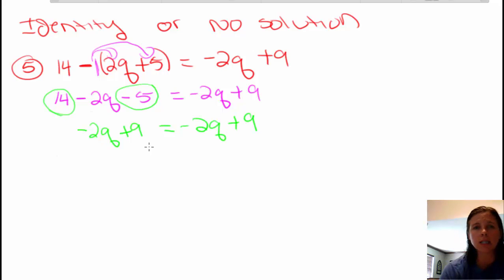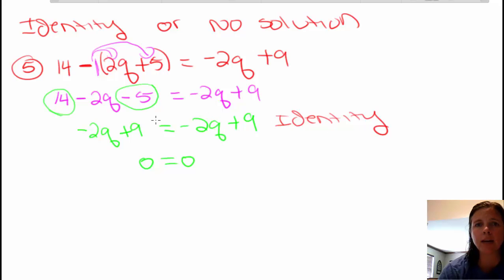So I hope you notice that these are the same. If we were to solve this, we would add the 2q over. We would end up with 0 equals 0. But right here, you should be able to say, oh, these are the same. So this is called an identity. And what that means is no matter what number you put in for q, it's going to be true because the left side equals the right side. You could put 1,000,000 in for q, and it's going to be the same.